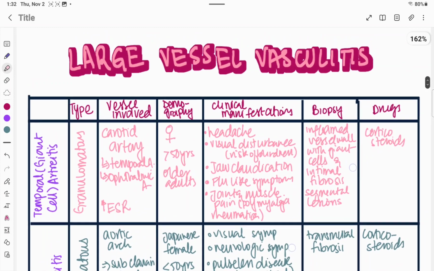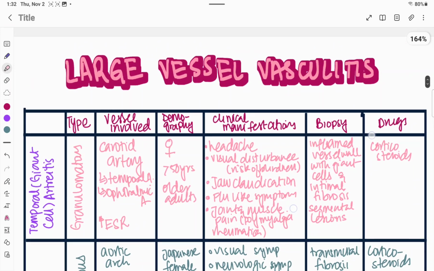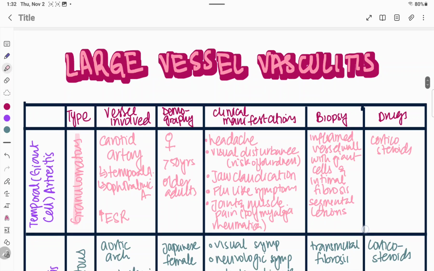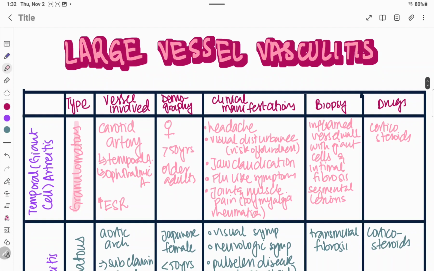So let's start with temporal arteritis. First, what kind of arteritis is it? It is granulomatous. What are the vessels that are involved? Carotid arteries are involved, and in the carotid arteries, the temporal artery and ophthalmic artery. And ESR is always elevated. If you do the labs, ESR is elevated.